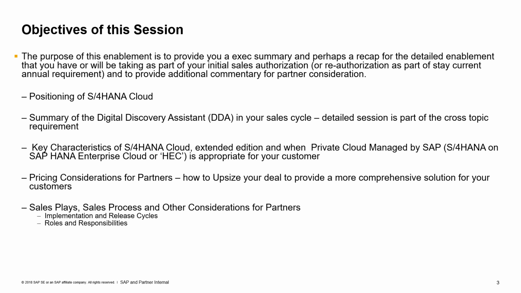Let's take a look at the objectives for this session. The purpose of this enablement is to provide you with an executive summary and perhaps a recap for some of the detailed enablement that you may have taken or that you will be taking as part of your initial sales authorization or a reauthorization as part of the Stay Current annual requirement. And we also provide additional commentary for partner consideration.